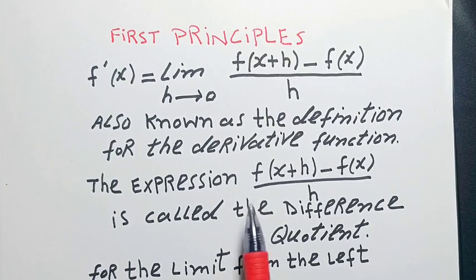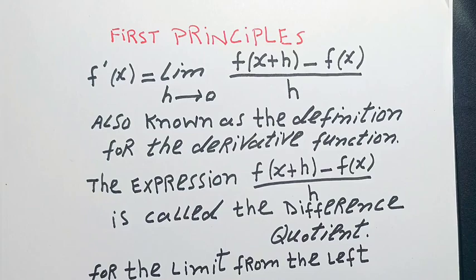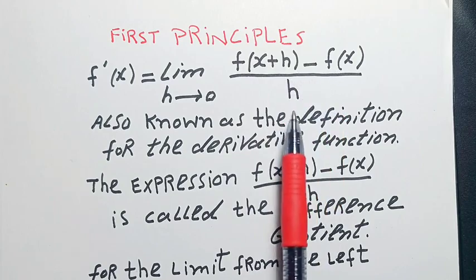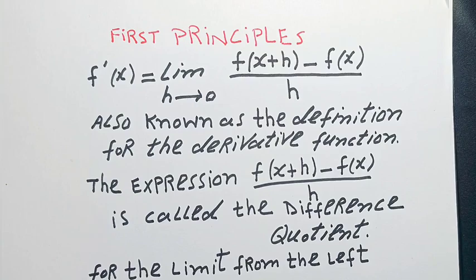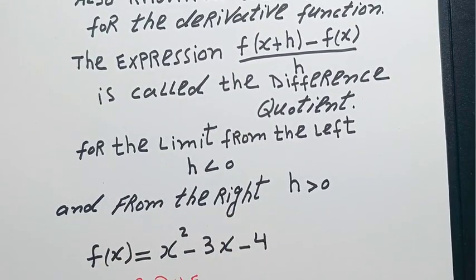Now the expression f of x plus h minus f of x over h is also called the difference quotient. For the limit, you must remember that for the limit from the left h is less than 0 and from the right h is greater than 0. It is important to remember that the statement above implies that the limit exists on both sides and that these limits are equal.